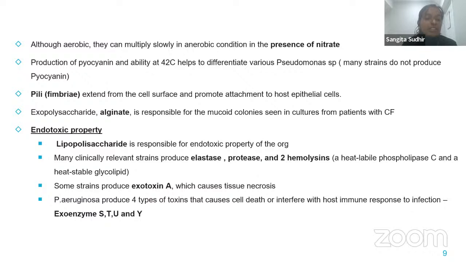Apart from that, there are certain things like lipopolysaccharides, exotoxin A, and exoenzyme S, all of which are responsible for its endotoxic property, and certain ones cause tissue necrosis. That is why, when Pseudomonas causes an eye infection, it has the ability to cause irreversible damage and vision loss, mainly because of this necrotic feature.